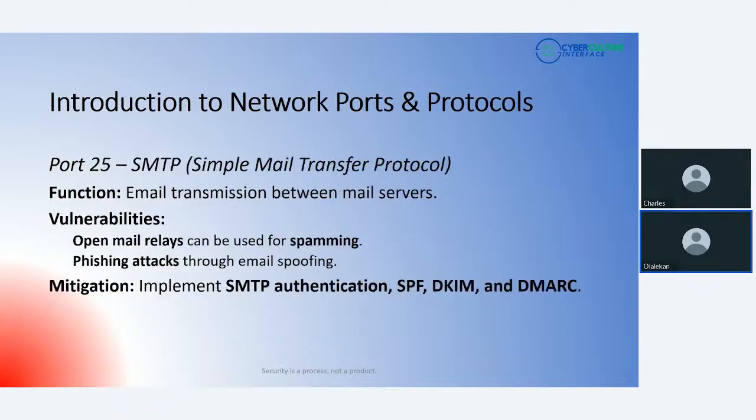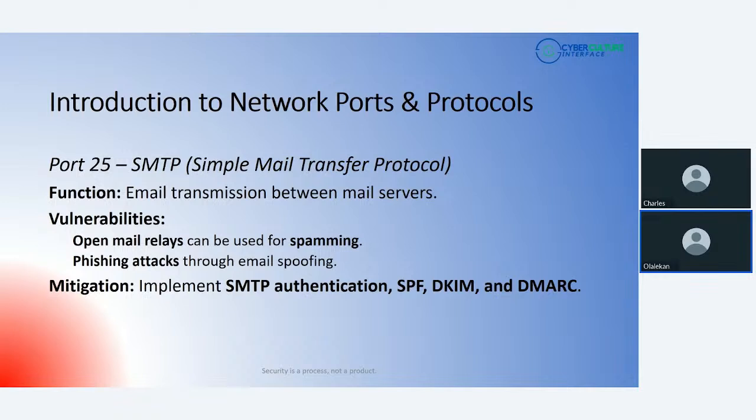SMTP is for email communication between servers. When you have set up Outlook on your laptop, all those different mail applications usually use port 25, which is email transmission between mail servers. But SMTP on port 25 is open and not very secure. It can be spammed easily, and phishing can happen through email spoofing.